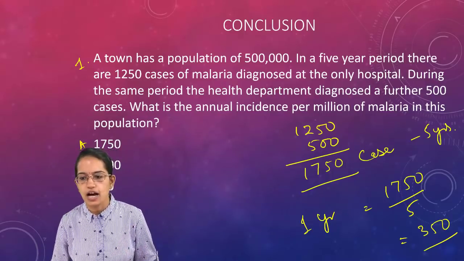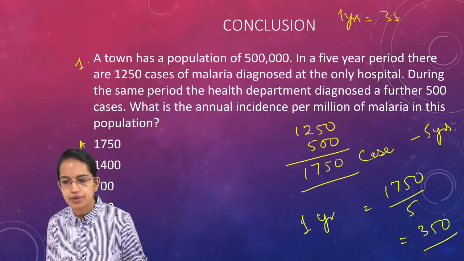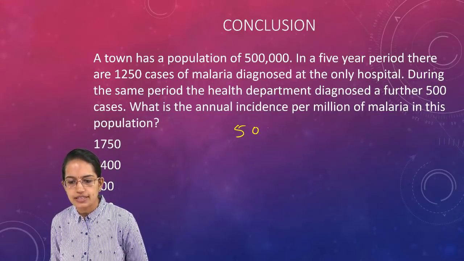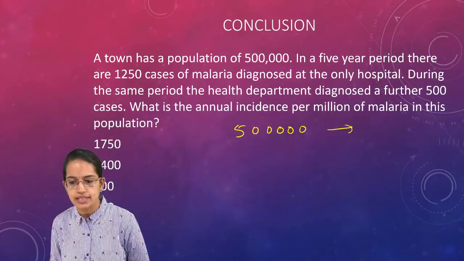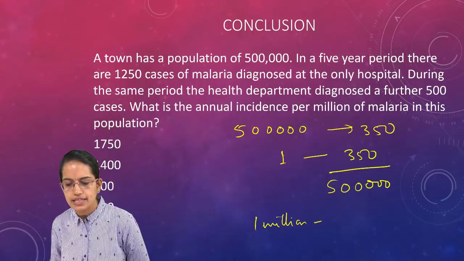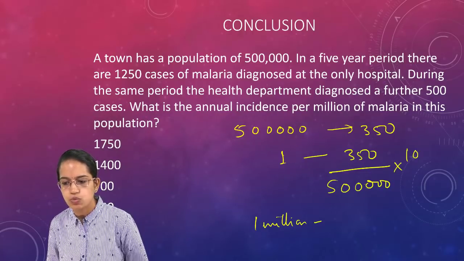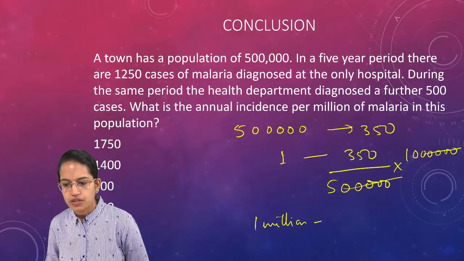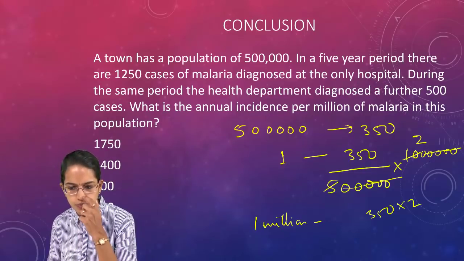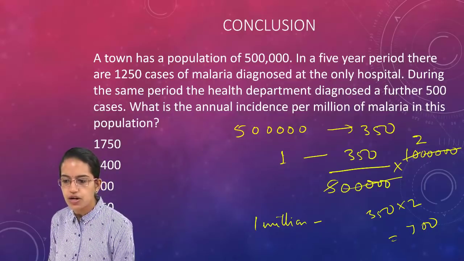So in 1 year, how many cases of malaria have been diagnosed? Those are 350 cases. When the population is 5 lakh, I don't convert it into anything, so it is 350. When the population is 1, it is 350 divided by 5 with 5 zeros. And when the population is 1 million, how many cases would there be? I'll multiply it with 1 million. So 1 million stands for 6 zeros. So 5 zeros and 5 zeros cancel out. You have 5 and 10 that cancels out, and it's 2. So 350 into 2, which is 700. So 700 would be your right answer.